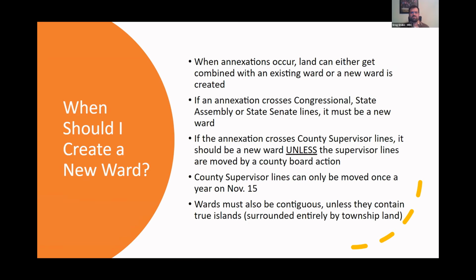that we look at when we're checking for this is whether it crosses congressional, assembly, or Senate lines, or county supervisor lines. In the cases of congressional, assembly, and Senate lines, there really isn't any room in statute for exceptions to that rule. So if you have an annexation that crosses those lines, it needs to be a new ward. And it will stay a new ward until the next redistricting period when those lines can get changed.